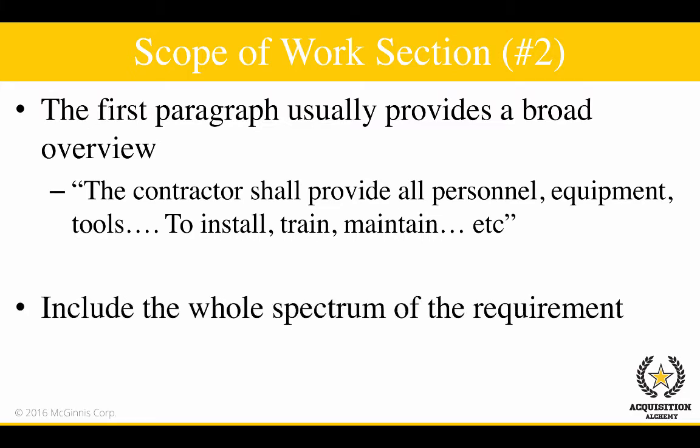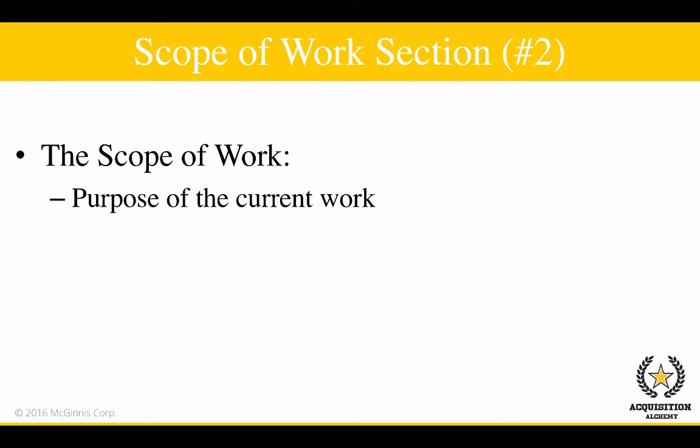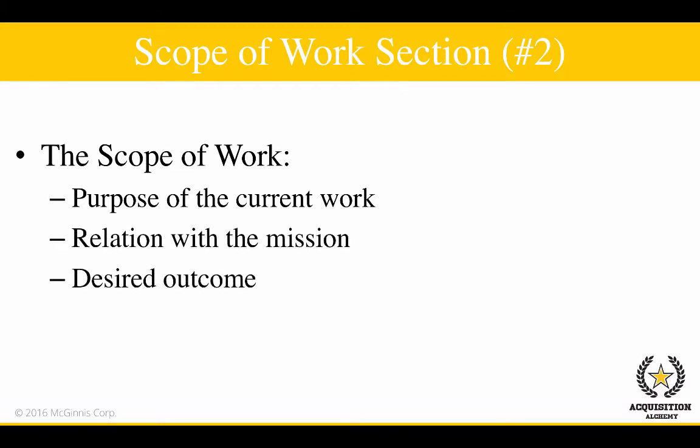The system, program, service, name of the requirement, etc. Cover the whole spectrum of what this requirement is about in this first paragraph. The scope of work section will then go to briefly describe the purpose of the current work, its relation with the overall mission, and the desired outcome.